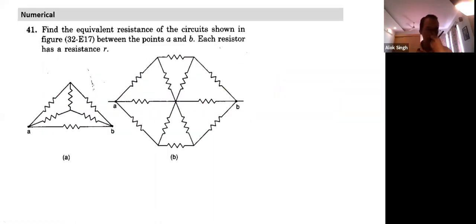Now, can we calculate the equivalent resistance between A and B in this figure? First, let's try in this figure. What does equivalent resistance mean? If I send this current, even if the battery is not shown, we can assume the battery will be connected across points A and B. Each resistance is R. Okay, do we spot any series or parallel here?